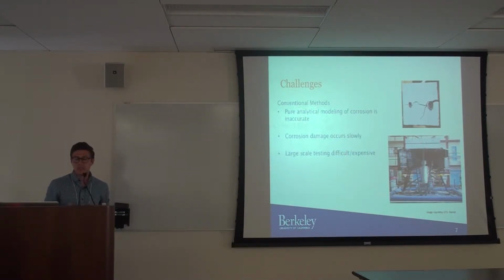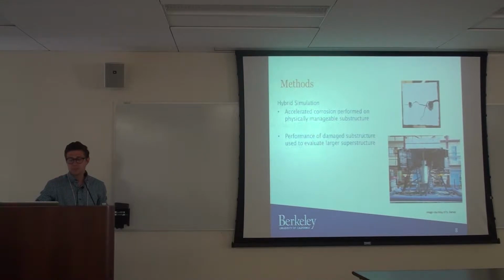And then it's also difficult to test because for conventional testing, corrosion happens really slowly. You have this dormant period that you have to wait for initiation, and then the process takes several years generally. So large-scale testing can be difficult and expensive to do in conventional ways. So we turn to hybrid simulation because this allows us to test smaller things, test a subsystem that's much easier to corrode. We can use accelerated corrosion to bring this multi-year corrosion process down to 1 or 2 weeks. And then we are able to test smaller substructures, but get a full system response that is much more accurate.